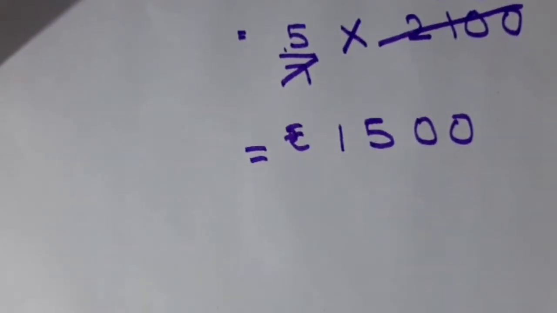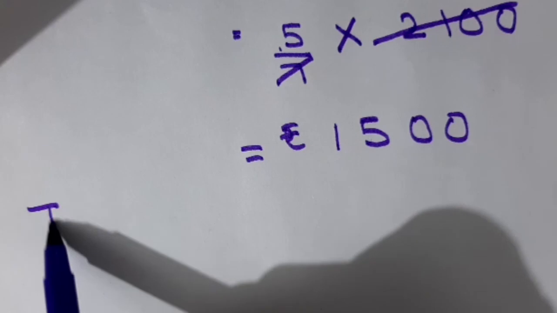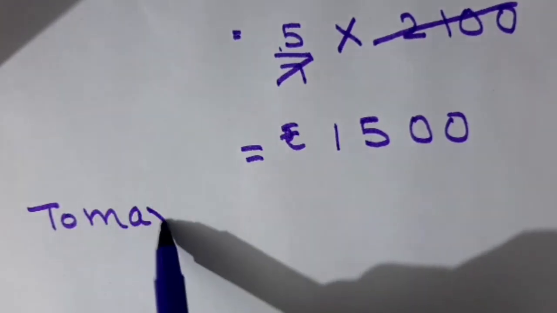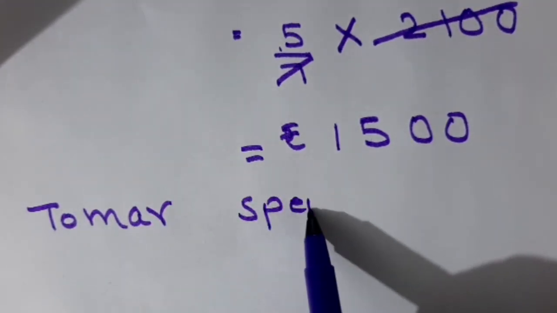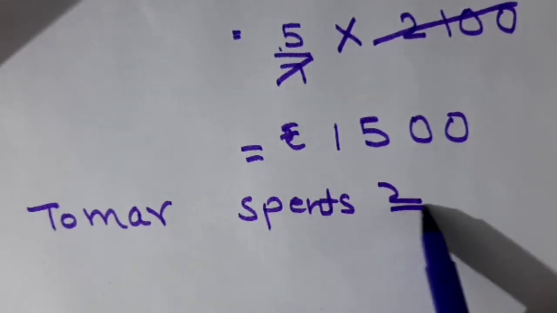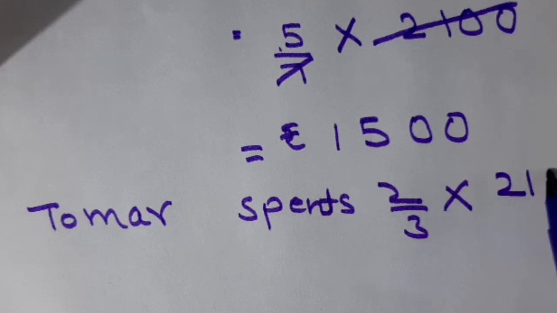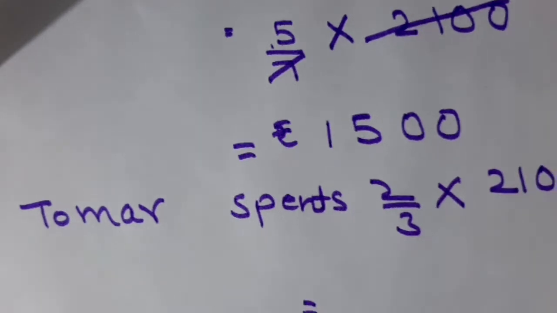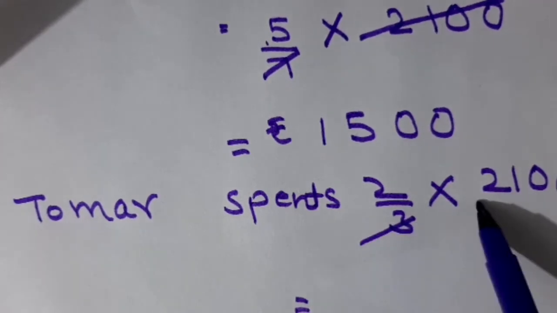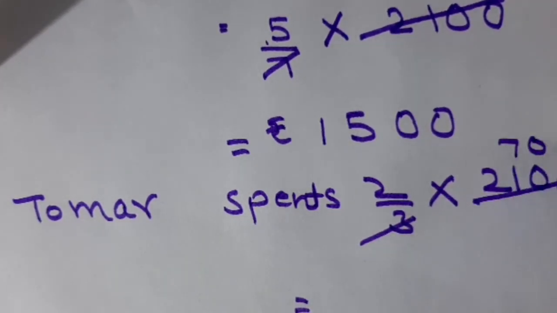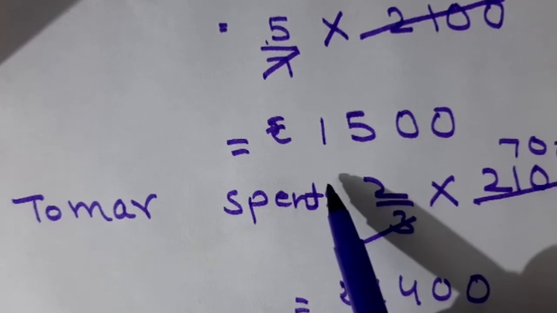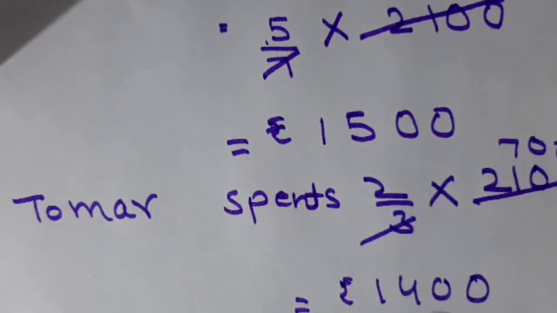1500. Now Thomas spends 2 by 3rd of his money. That is 2 by 3 into 2100. Now again you can cancel this 3 with this 2100. 3 sevens are 21, so 700. Now 2 into 700 is 1400. So Som spends 1500 rupees and Thomas spends 1400 rupees.